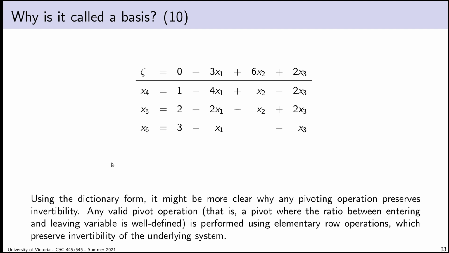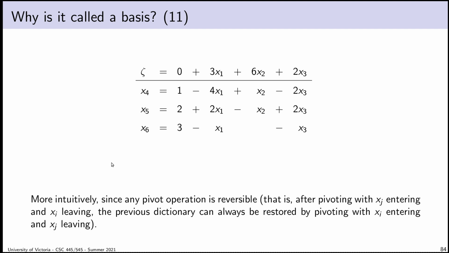And maybe you know that if I have an invertible matrix and I perform some elementary row operation, the result is also invertible. The reason for that is because any elementary row operation performed on a matrix is equivalent to multiplying that matrix by some invertible matrix. And of course, if I multiply two invertible matrices together, the result is also invertible. Another, I think, more intuitive way of thinking about it is that we can reverse any pivot operation.